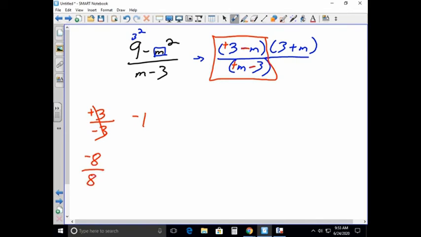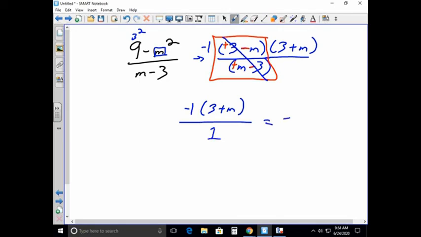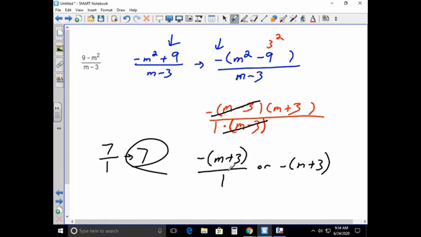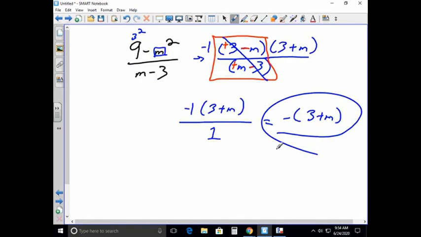Negative 8 divided by positive 8. Those are opposites. 8 over 8 is 1. Negative over positive is negative. And that's going to be true no matter how complicated our factors are. If they're exactly opposite of each other, we can cancel those, but they don't make 1, they make negative 1. So we're left with a negative 1 times 3 plus m on top and just an understood 1 on bottom, or we could call that minus 3 plus m, or negative 3 plus m. I think on the other one we called it m plus 3, but m plus 3 and 3 plus m are the same.